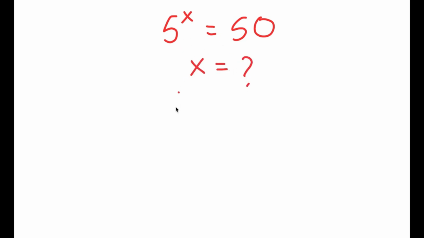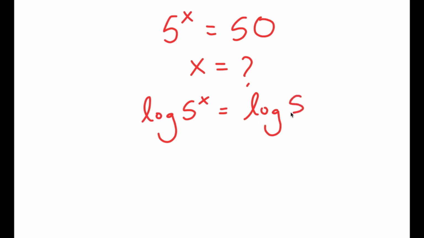Alright, so in this video, I'm going to solve the equation 5 to the power of x is equal to 50. So to solve this, I want to find the value of x. To do that, I'm going to first start by taking the log on both sides. So I get log of 5 to the power of x is equal to log of 50.